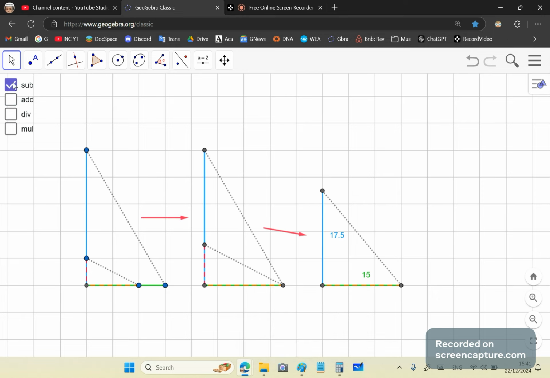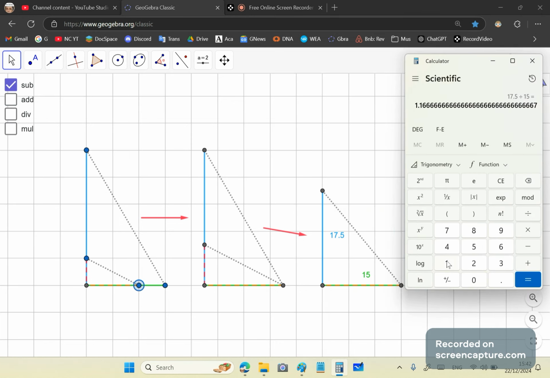So what happens first is we normalize the consequent, as you see over here. So in other words, that means doing this, right? And then this final ratio here, blue to green, is the answer. And if you take 17.5 and you divide it by 15, like that, your answer is 1.166. And we can check that, okay?